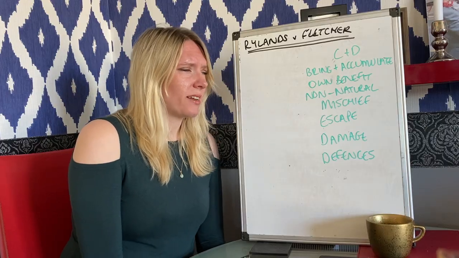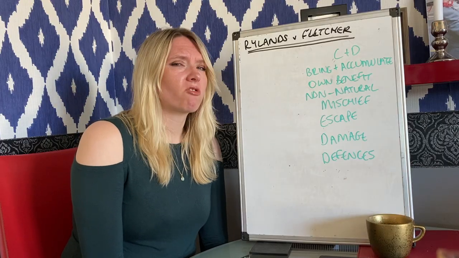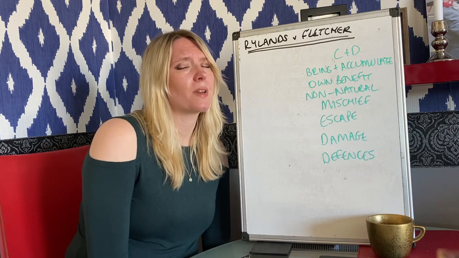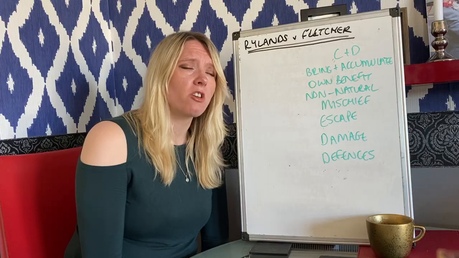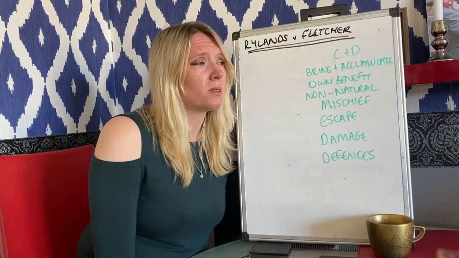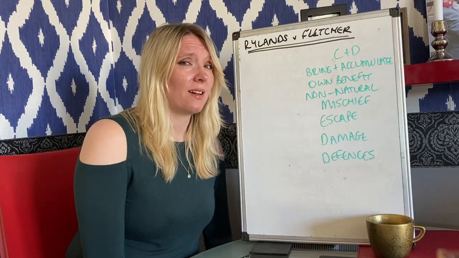So what the judges decided to do is they created a rule and said that if a defendant brings and accumulates something on their land, which is a non-natural use of land, and that thing is likely to cause mischief if it escapes, if it does escape, then there should be a claim.